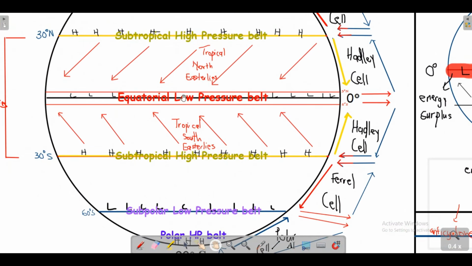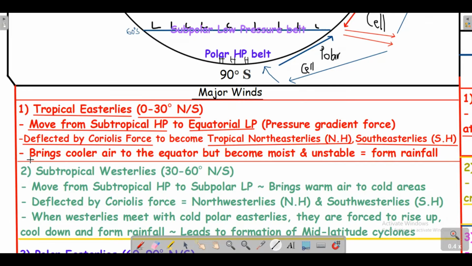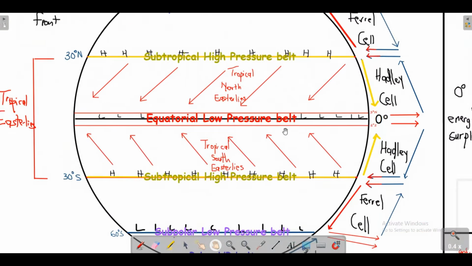Hope you guys are with me there. So these major winds bring relatively cooler air to the equator. Remember, the equator has hot air. So they bring cooler air, but when they approach the equator, they become moist and unstable, and then they form rainfall. So there's a lot of rain there at the equator, because they converge there. They converge at 0 degrees.